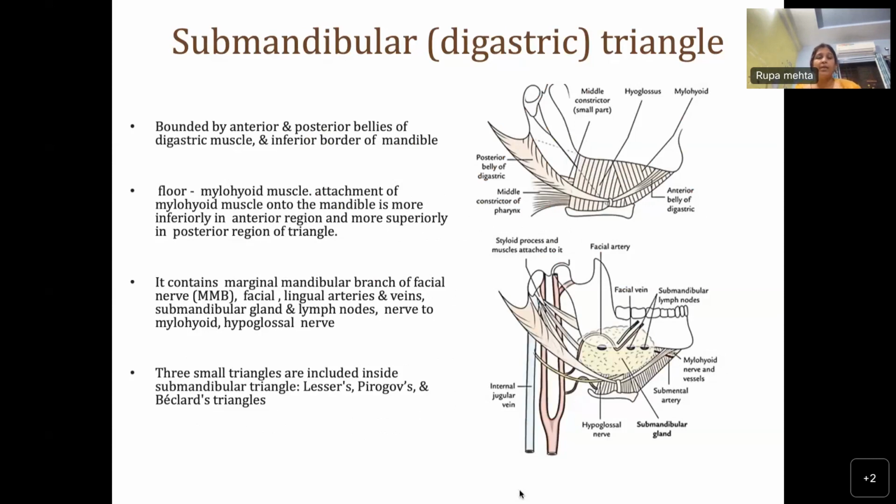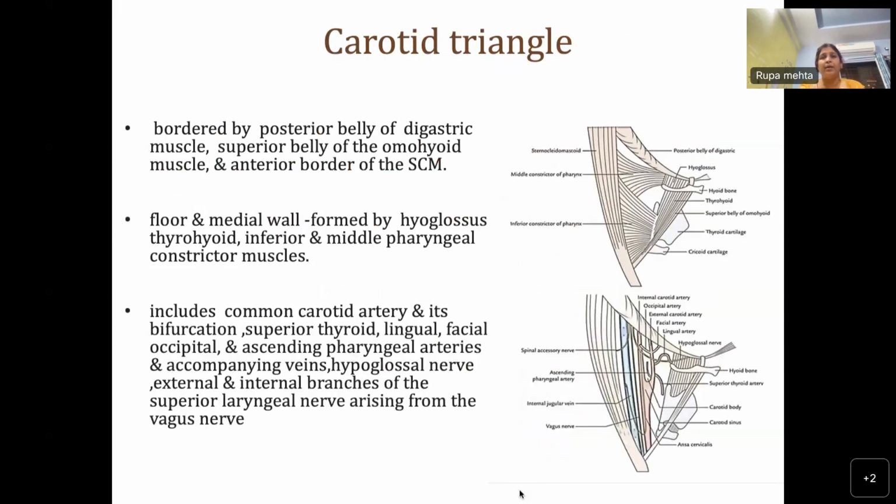And 3 small triangles are included inside the submandibular triangle, which are Lesser's, Pirogov's, and Beclard's. Initially, these nomenclatures were used. Nowadays, they are not. They have fallen into disrepute. But they were basically used to identify structures like the lingual artery and the common carotid, Pirogov's and all. Nowadays these nomenclatures are not being used.